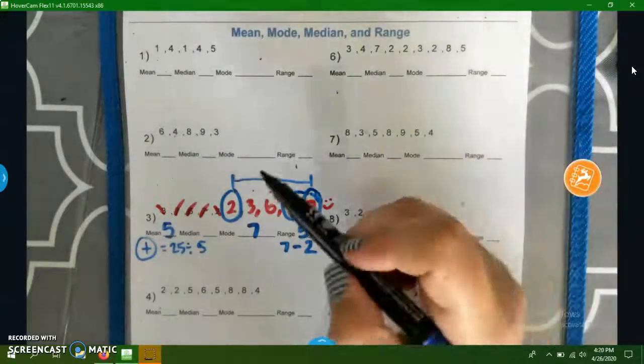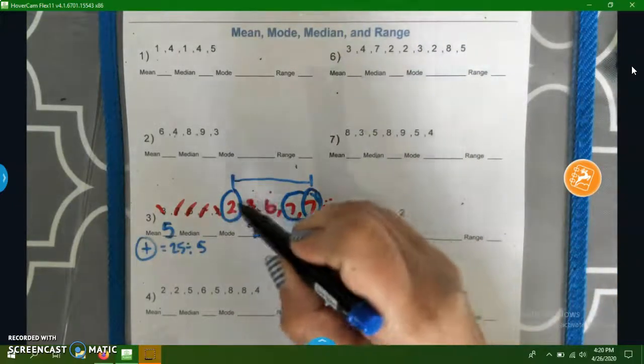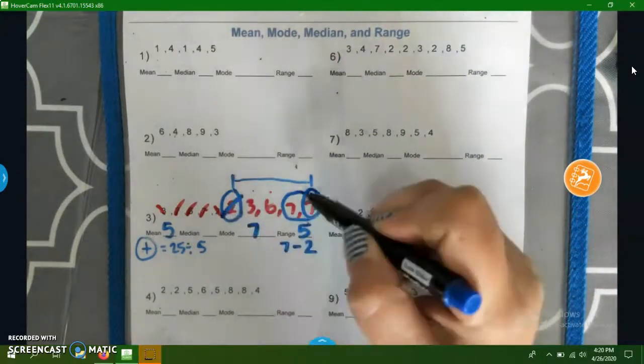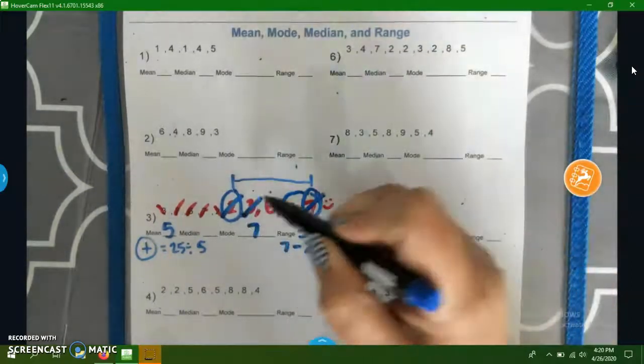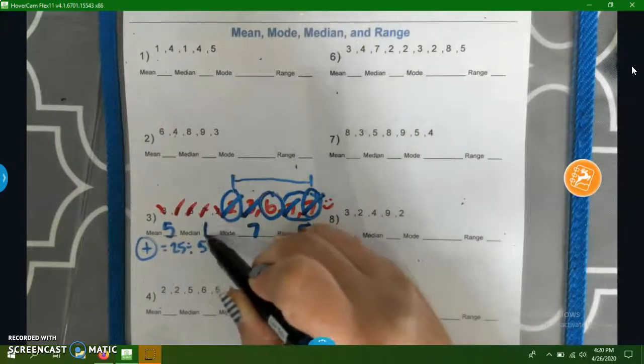And then last but not least for this set of data, we'll find the one directly in the middle. And there's another odd amount, so we should be good here. 2 and 7 can go, 3 and 7 can go, and that leaves us with a 6 in the center.